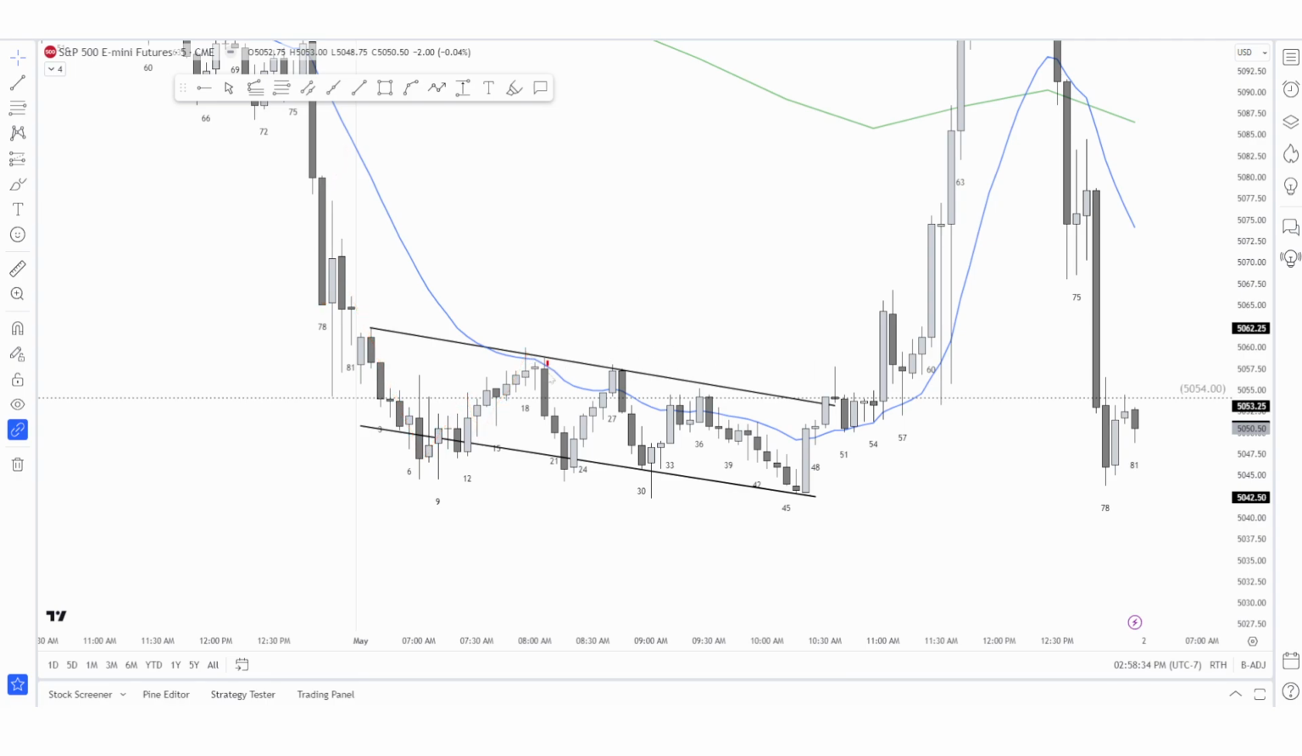Bar 19, there are more sellers at the EMA. Bar 9. No, this is bar 20, excuse me. 19, 20. More sellers at the EMA. 21 is good follow through. 22, we sell off into the low of the channel.